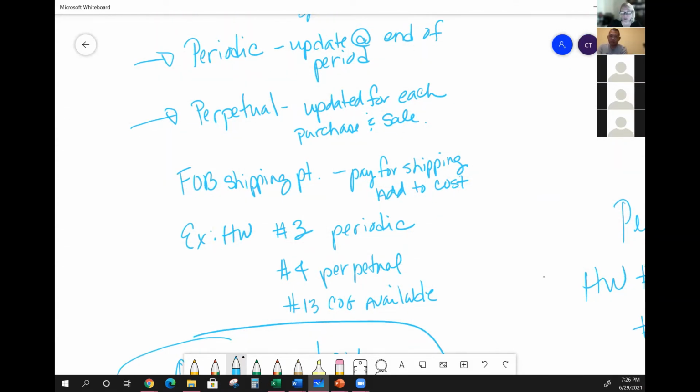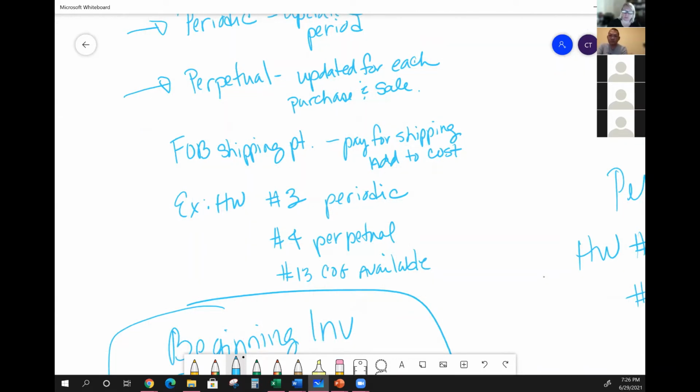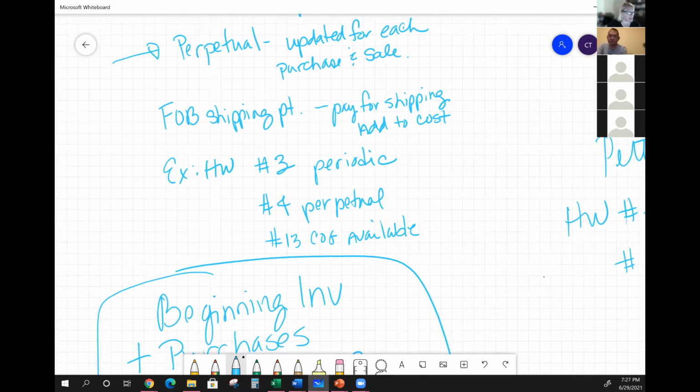There's an example in the homework on one of the problems, and I just kind of wanted to go over this again. Whenever they're asking you to add in those costs of the product, if it says FOB shipping point, you want to make sure to add those costs into the cost of the shoes. So maybe I bought a bunch of shoes and then I had shipping on top of that. I need to know if I need to add that shipping in or not. So keep that in mind.